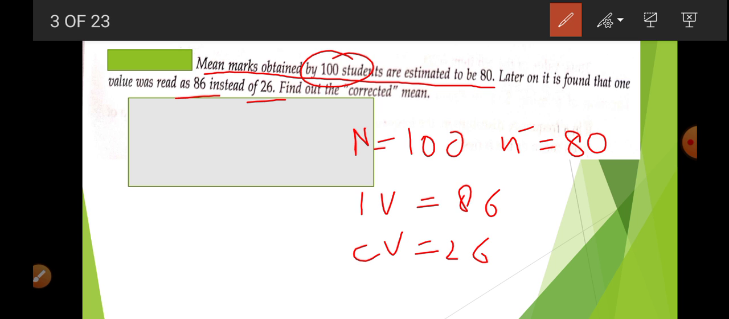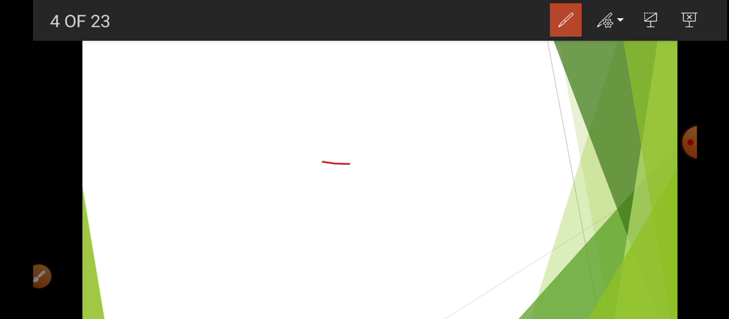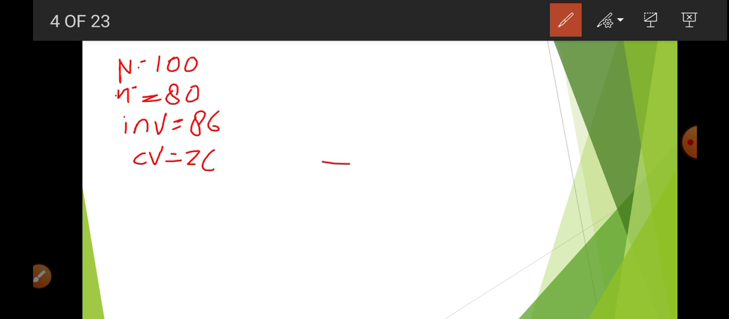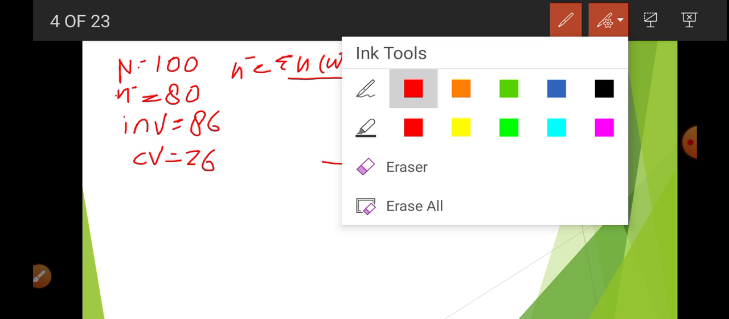So we are having these things. Now we are going to find out the corrected mean. How? First of all, we are going to write whatever is given in the question. So n is equal to 100. Okay, x bar is equal to 80. Incorrected value is given 86. Corrected value is given 26. What is the formula? X bar is equal to sigma x wrong plus corrected value minus incorrected value upon n. So this is the equation. Okay.